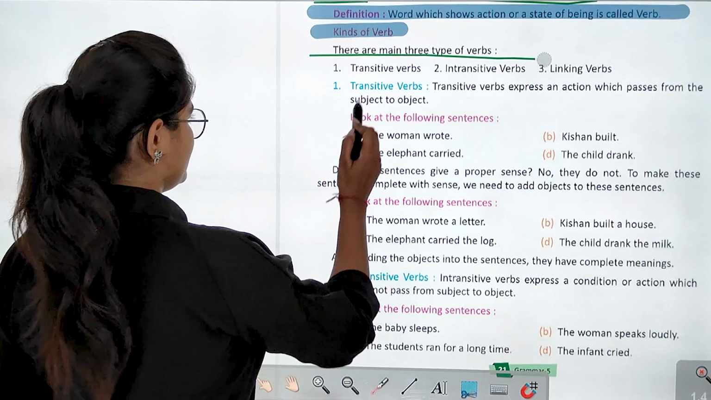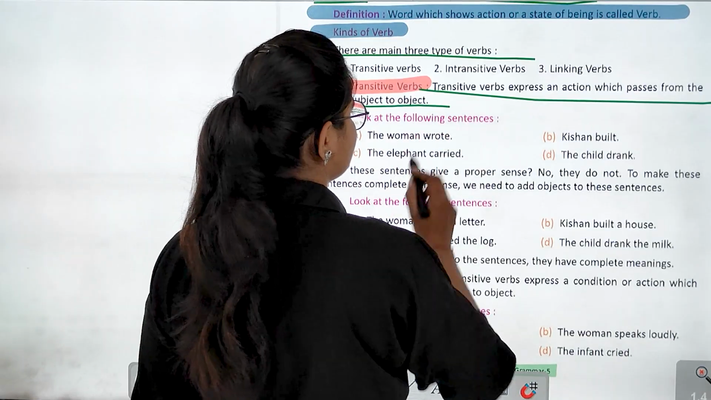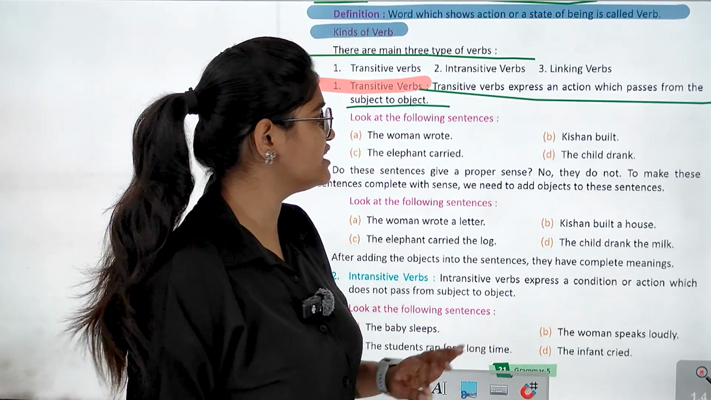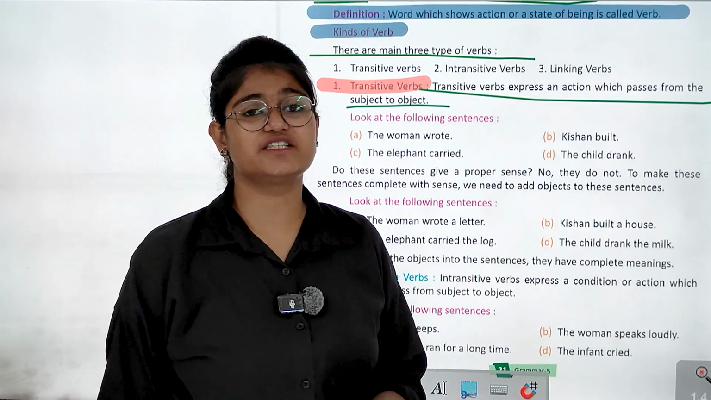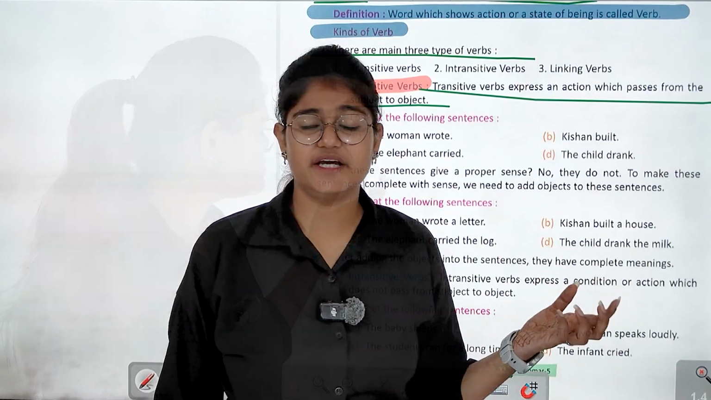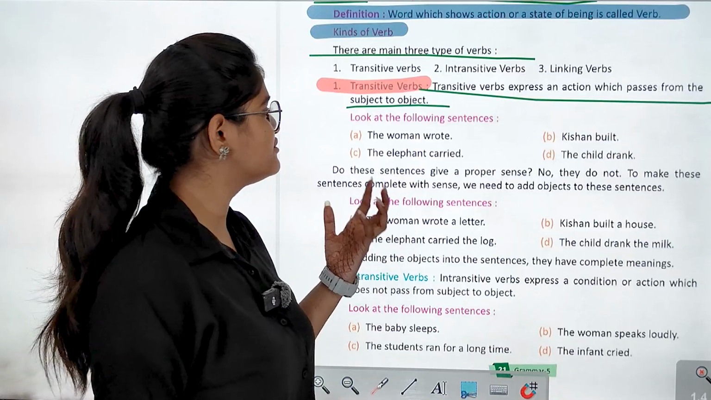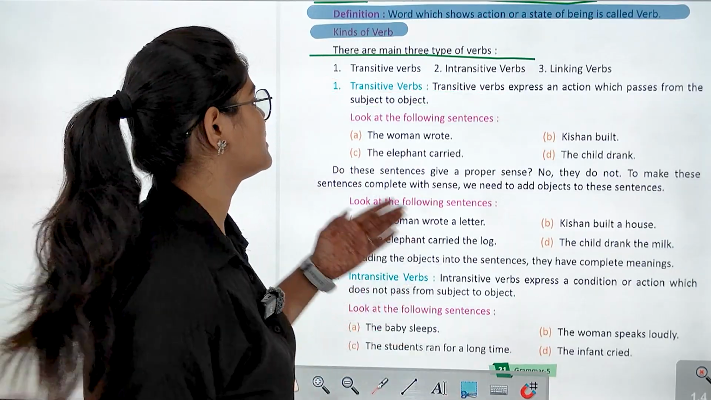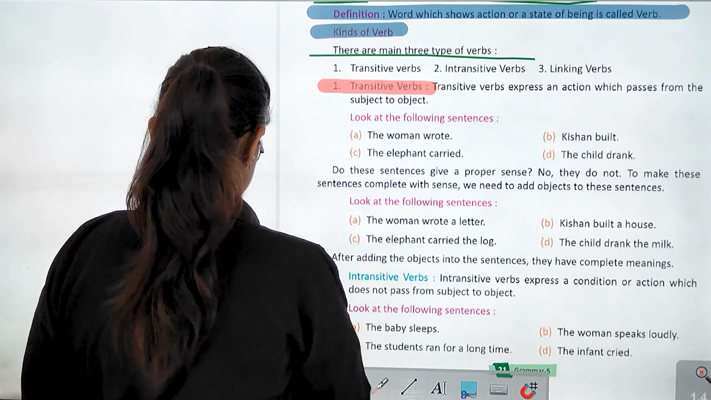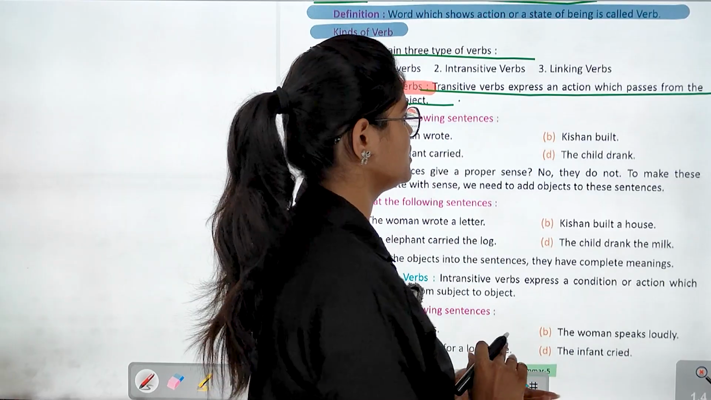The very first kind is the transitive verb. Transitive verbs express an action which passes from subject to the object. कि ट्रांजिटिव वर्ब जो है वो एक ऐसा एक्शन है जो कि एक्सप्रेस करता है हमें सब्जेक्ट से ऑब्जेक्ट के पास जाना, राइट? A sentence having the subject as well as the object is to be known as the verb. Let's begin with the very first kind of verbs, that is the transitive verbs. So transitive verbs express an action which passes from subject to the object.